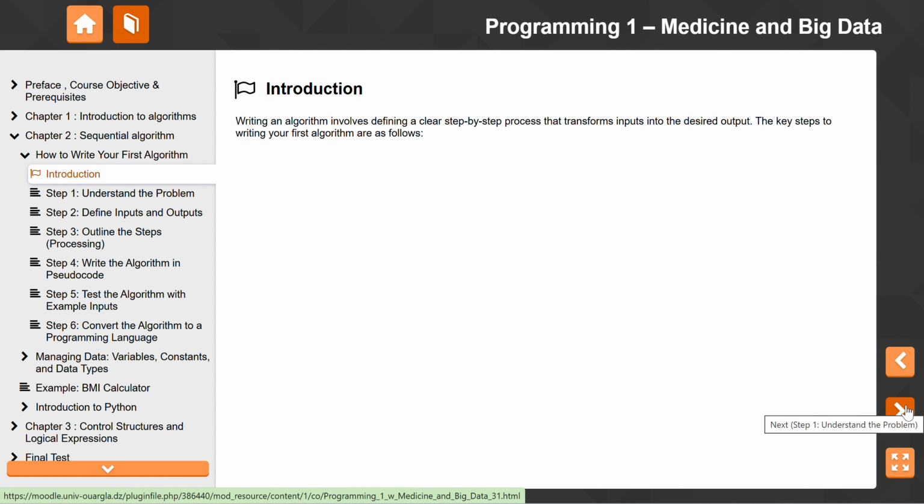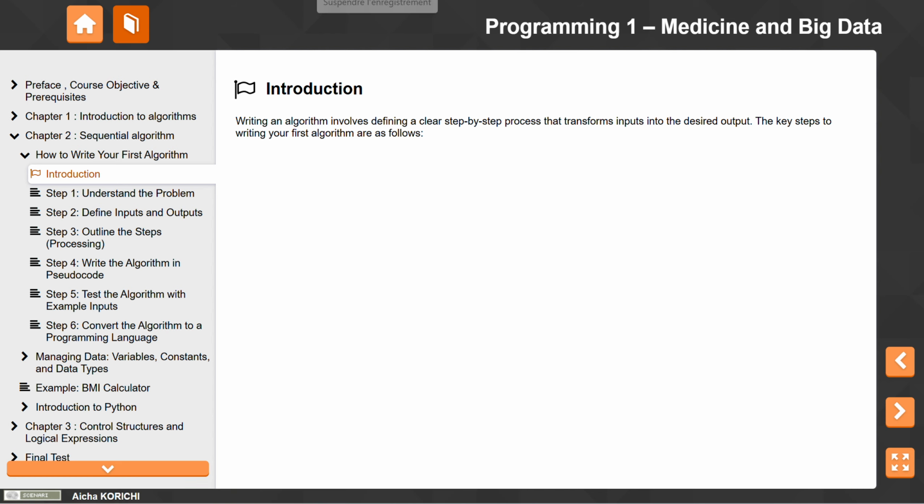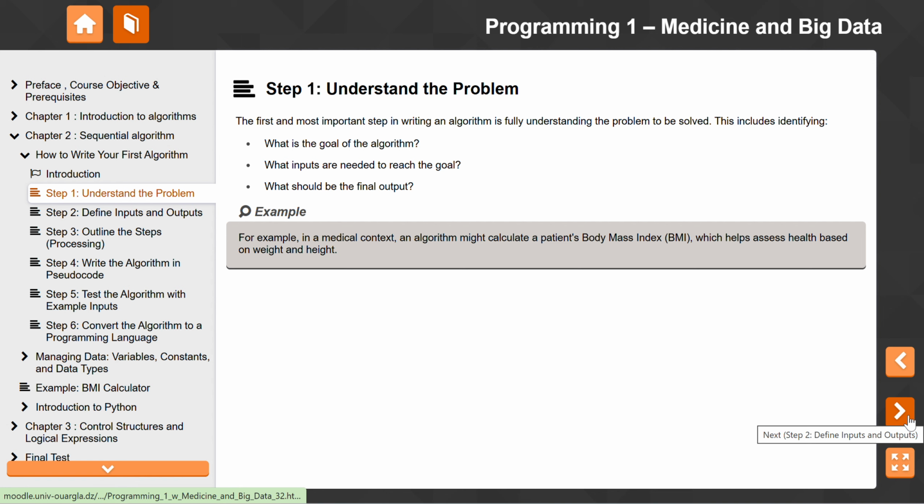Firstly, writing an algorithm involves defining a clear step-by-step process that transforms inputs into the desired output. The key steps to write your first algorithm are as follows. We have 6 steps to follow. The first step, which is the most important, is to understand the problem. The first and most important step in writing any algorithm is fully understanding the problem to be solved.